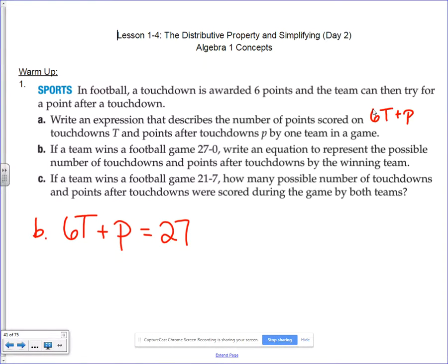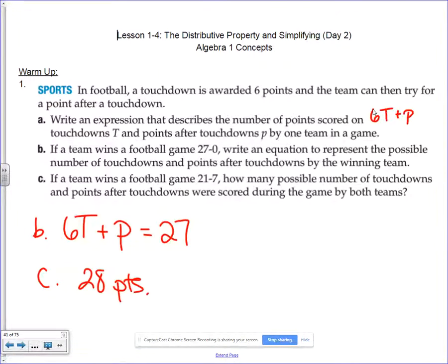Okay, moving on. If a team wins a game 21-7, how many possible number of touchdowns and points after touchdowns were scored during the game by both teams? Now you see how it says both teams? So if I put those two scores together, how many points is that? That's 28 points possible, right?